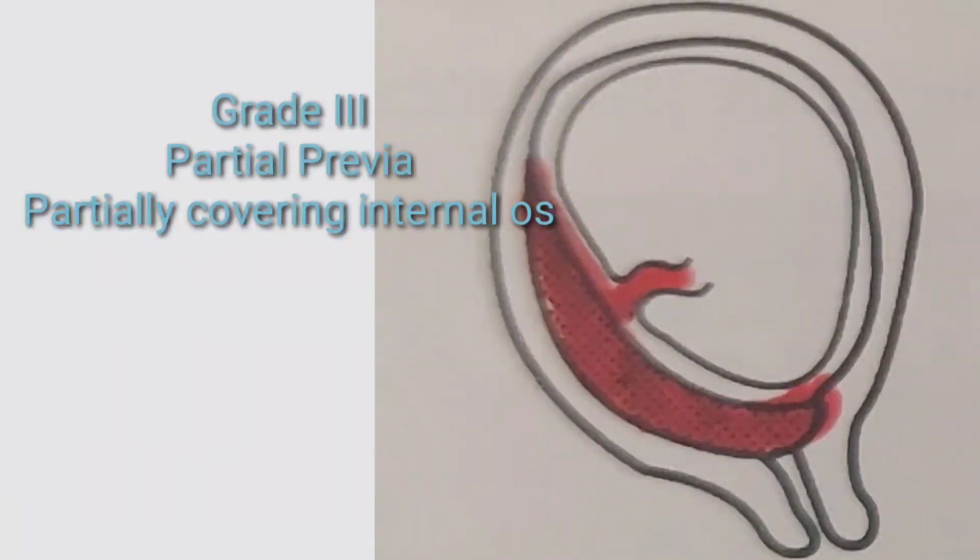This is also called partial previa because it is partially covering the internal os. Partially means it is not completely covering the internal os.